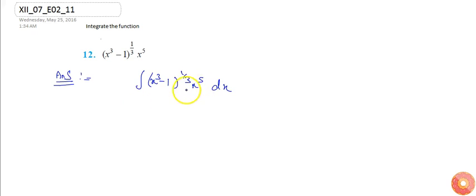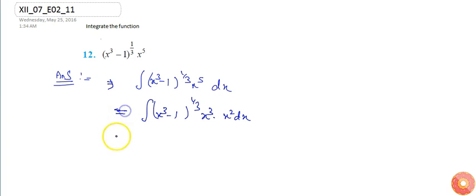In this question, since I am not able to multiply x power 5 in bracket, which is (x cube minus 1) power 1 by 3, it is difficult to directly integrate with the formula x power n plus 1 divided by n plus 1. So if I rearrange the expression in this way, now I can use the substitution method.